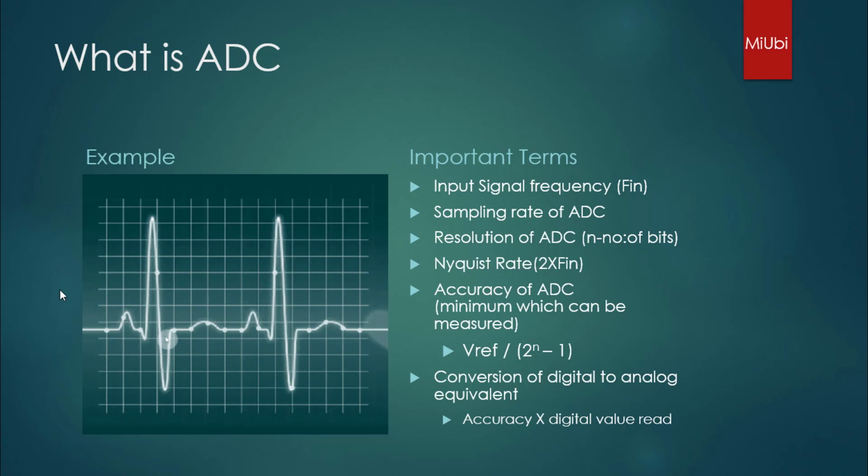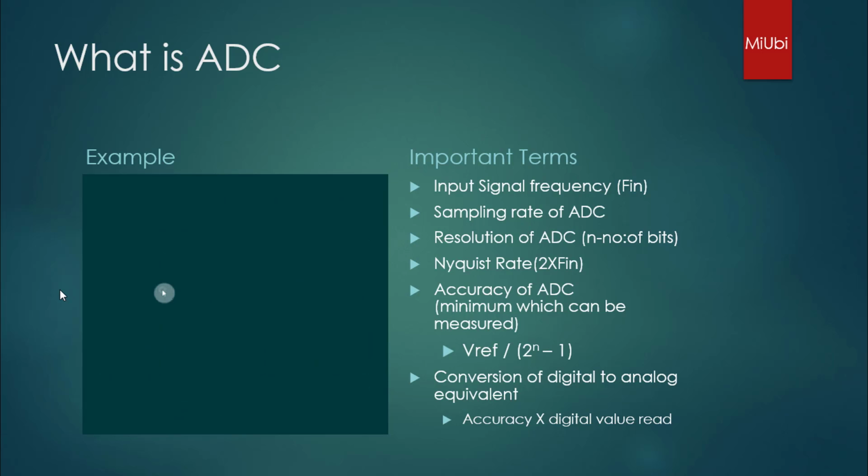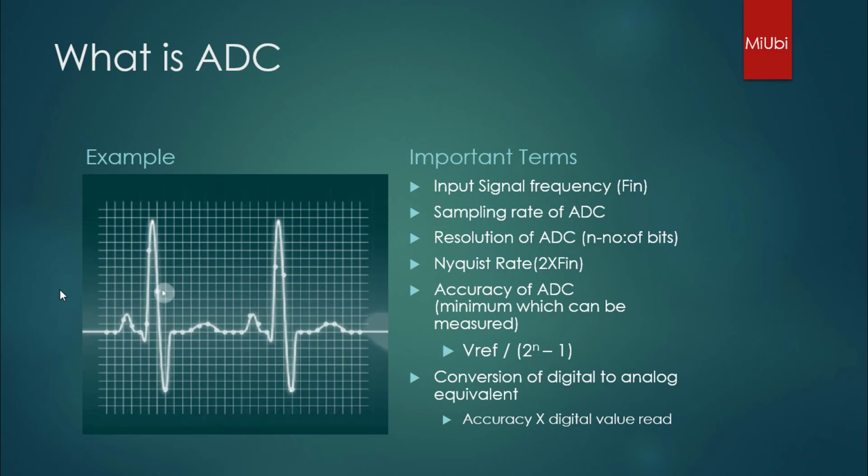If you consider this particular grid, where the lines are a little bit apart and not that fine, and you try to put the points and connect them back, you'll see a signal which is not exactly the same as the input signal. That means the reconstruction is not proper.